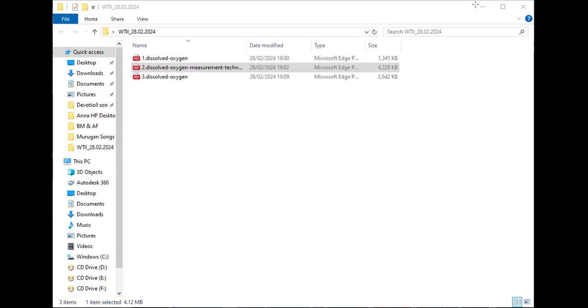The factors that determine dissolved oxygen levels: temperature, cold water holds more oxygen than hot water. Salinity levels, fresh water holds more DO than salt water.